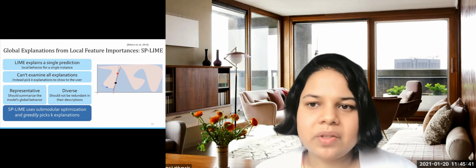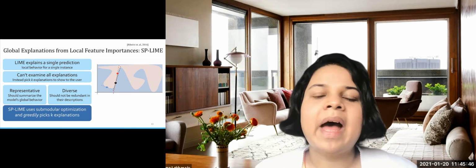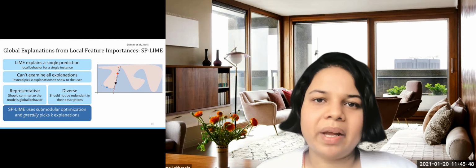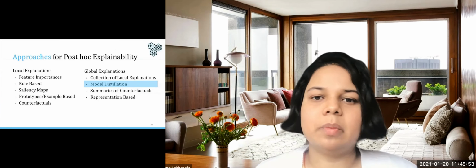So these are the intuitions that SP-LIME captures in a submodular optimization problem, and it uses a greedy algorithm to pick a subset of K local explanations, which constitutes the global explanation.